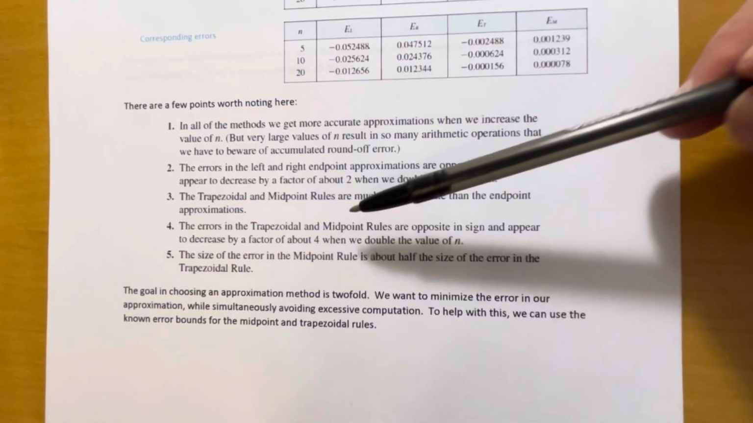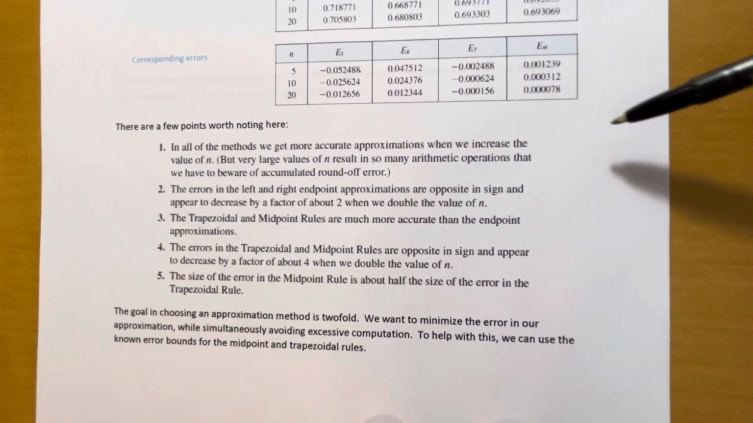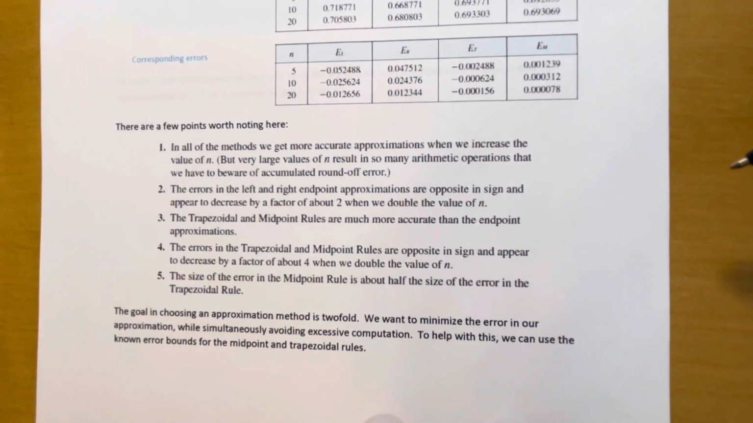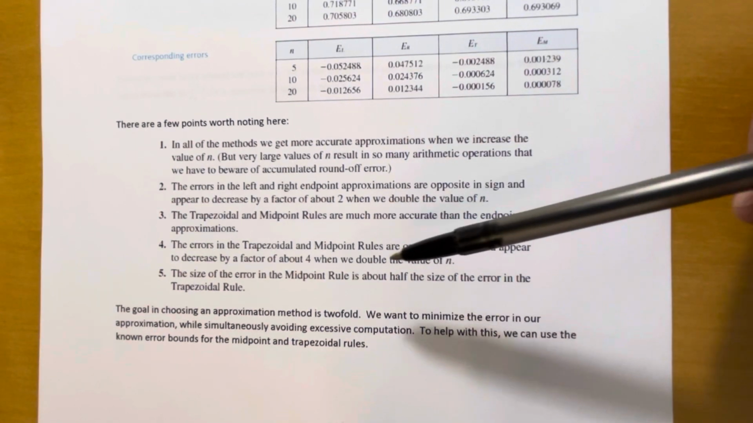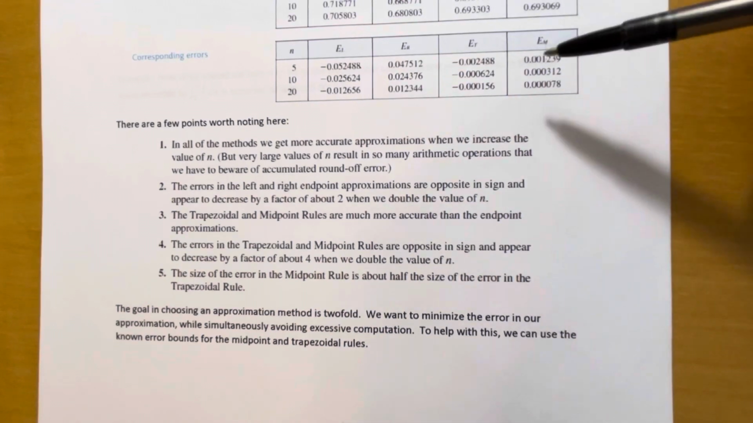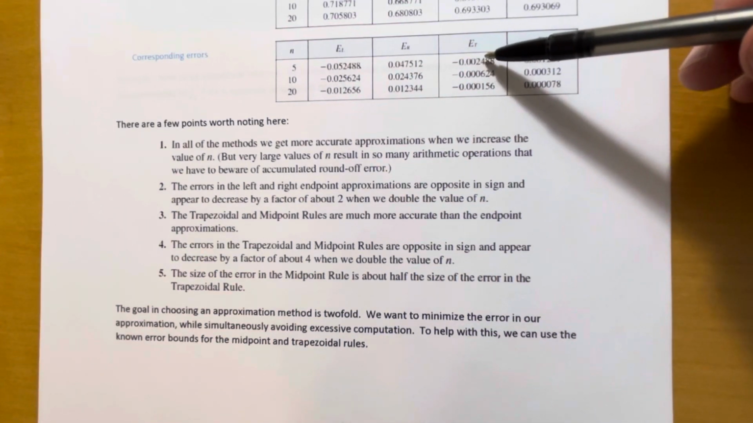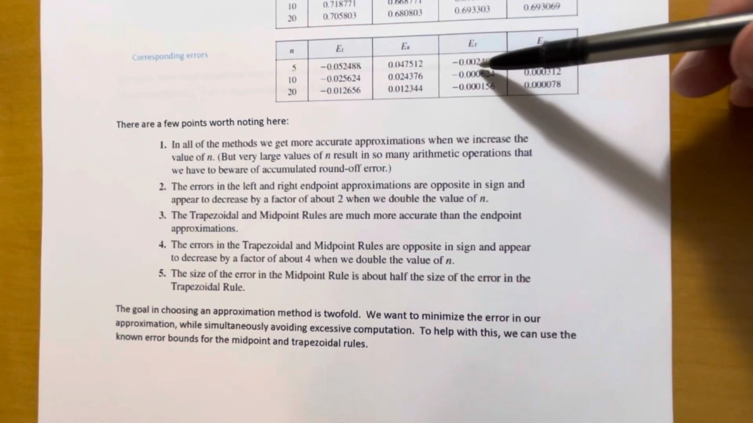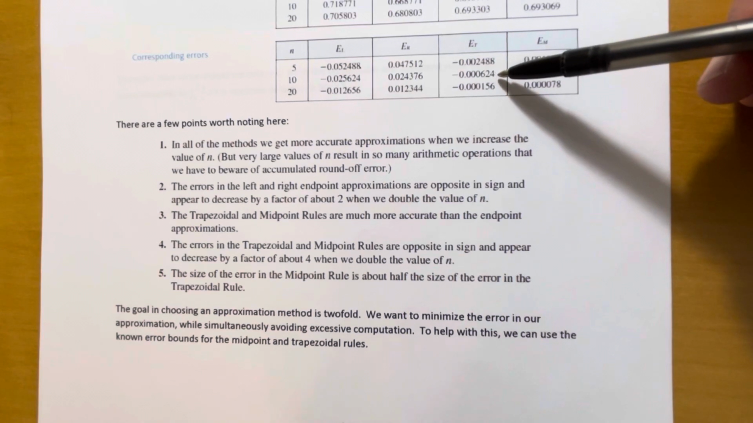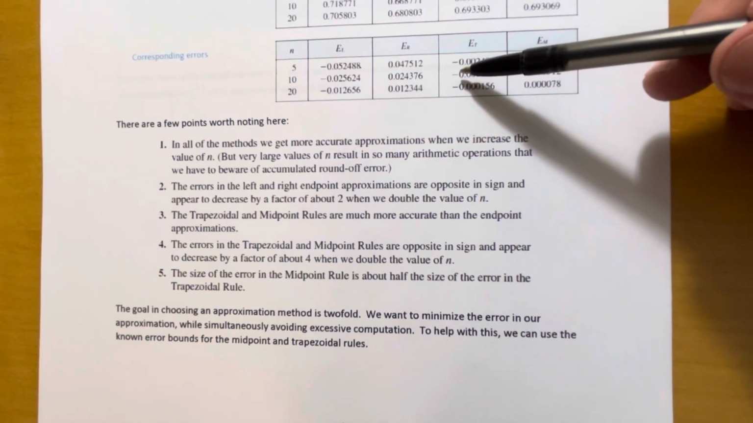Also, we noticed that the trapezoidal rule and the midpoint rule appear to have opposite signs in their error terms: negatives here, positives here. And they seem to decrease by a factor of about 4 when we double the value of n. If you notice from this error term right here, 0.002488, if you divide that by 4, you get a value pretty close to what we're seeing in the next term here: 0.000624 with the negative out front.